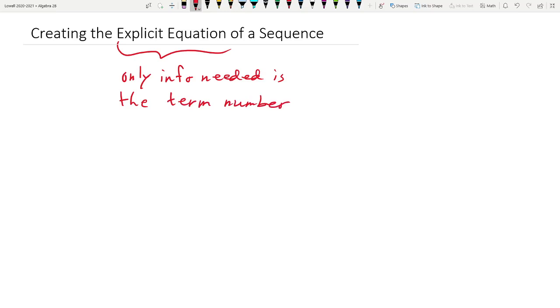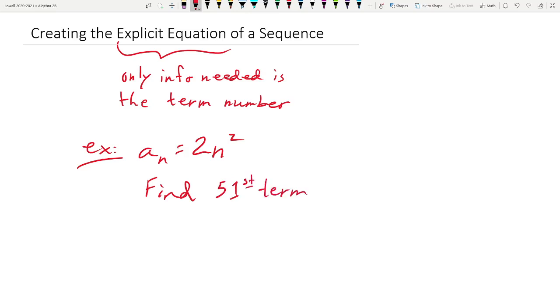An example of this could be, let's suppose our sequence is a sub n is equal to 2n squared. And if I want to find the 50th term, or let's say the 51st term, well, I actually have all the information I need. I know that I'm looking for n equals 51. So all I need to do is plug in: a sub 51 is equal to 2 times 51 squared, and that's some big number.